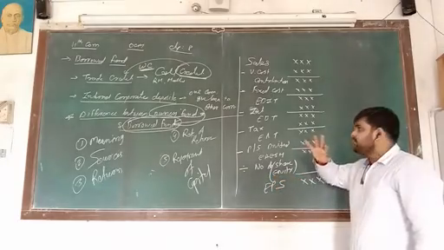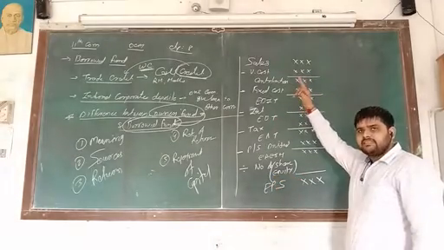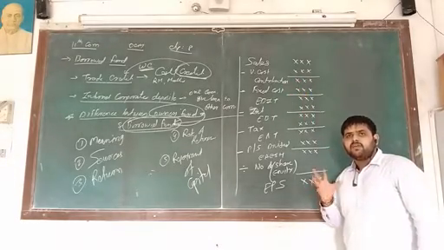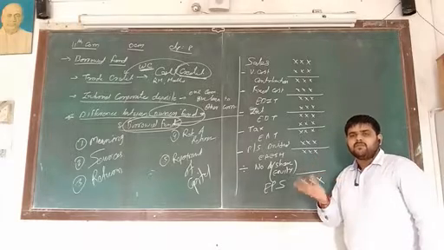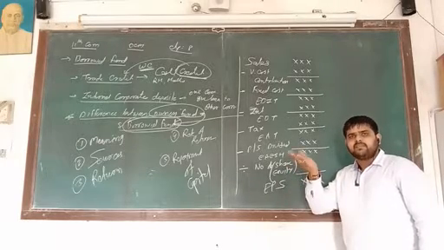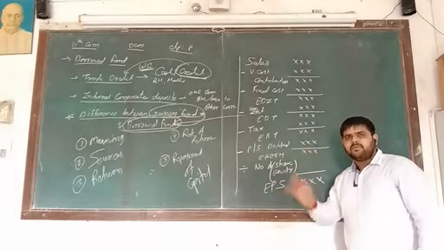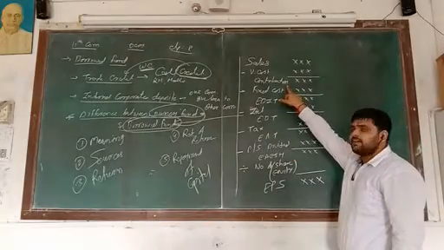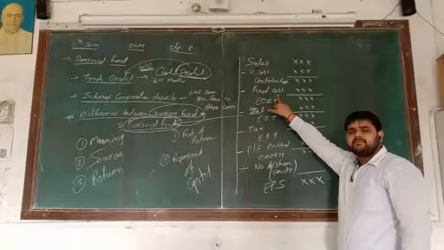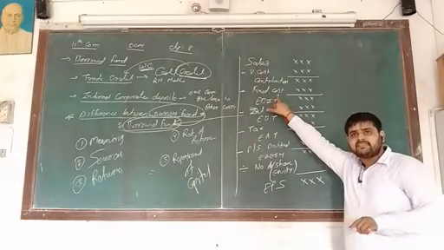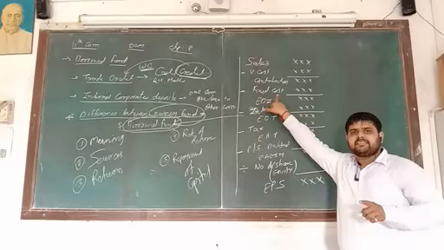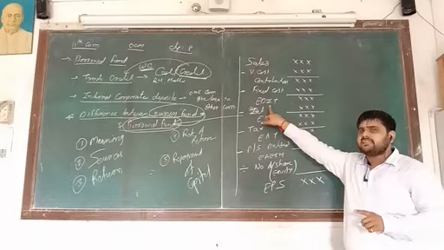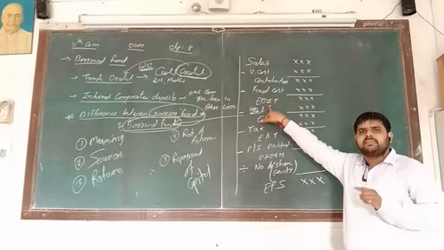Okay, revise one more time. First of all, sales. From sales, they are subtracting variable cost, which you already learned in economics. What is variable cost? It depends on production. Production increases, variable cost increases. Production decreases, variable cost decreases. Production zero, variable cost zero. Then whatever remains is the contribution. From contribution, they subtract fixed costs, which are fixed: depreciation, salary, whatever. Whatever remains is called earning before interest and tax.